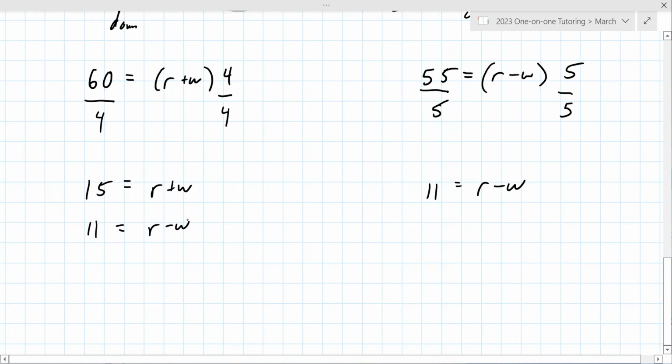So r equals 13. Yes. What are the units of r in this problem? Miles per hour. Okay. And then w would be 2. You can use either equation. Sometimes you can just do it by inspection, just kind of looking at it. They call it mental math, but you actually are substituting in, subtracting.